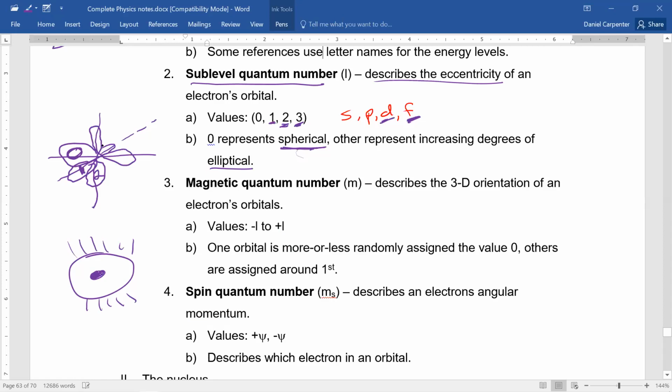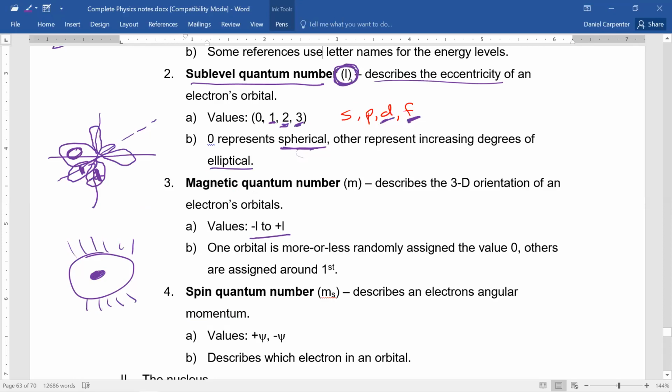The one has XYZ, 3 axes, so it's 0, 1, 2. I'm sorry, that's not right. It's 0, 1, minus 1. Negative L to plus L. What's L? L is this number.